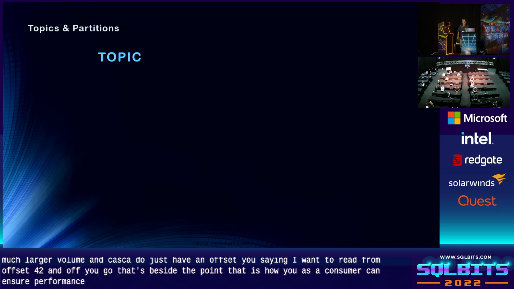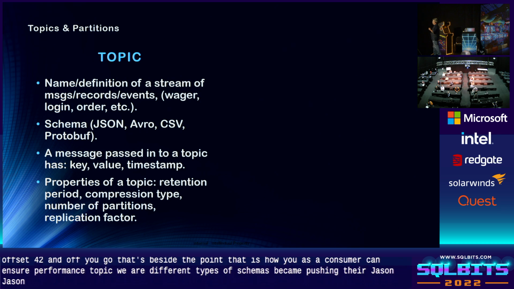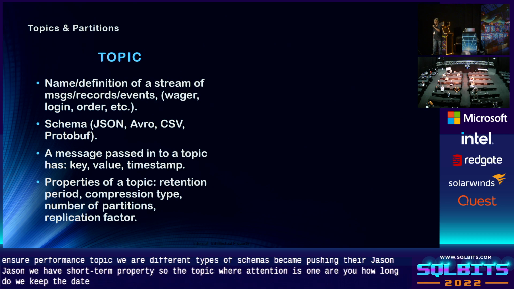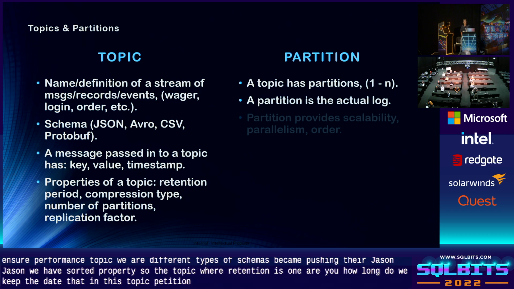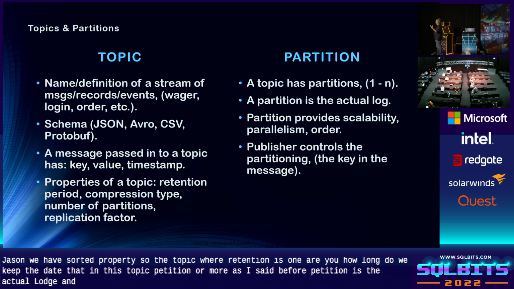Topics and partitions. A topic is like a table name. We have different types of schemas that we can push in there, JSON, Avro, etc. We have certain properties of the topic, where retention is one, i.e. how long we keep the data in this topic. For partitions, we have one or more, and as I said before, a partition is the actual log, and the partitions give me scalability, performance, etc.